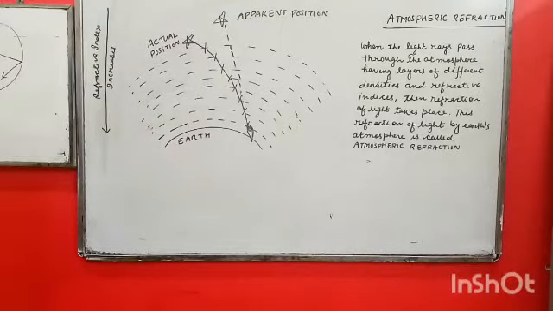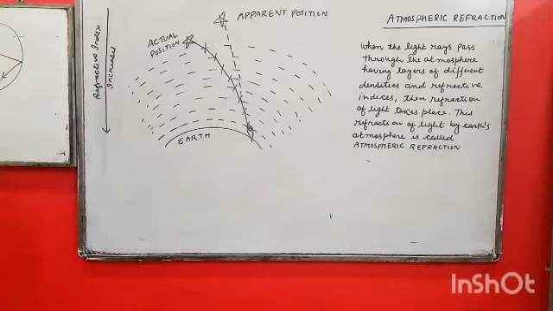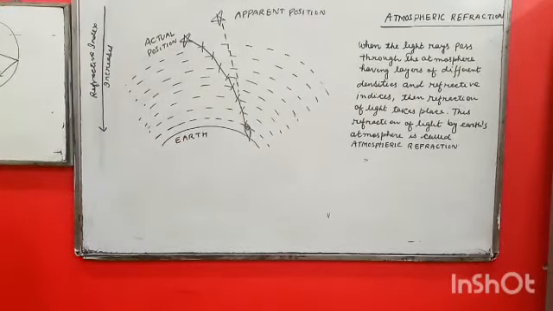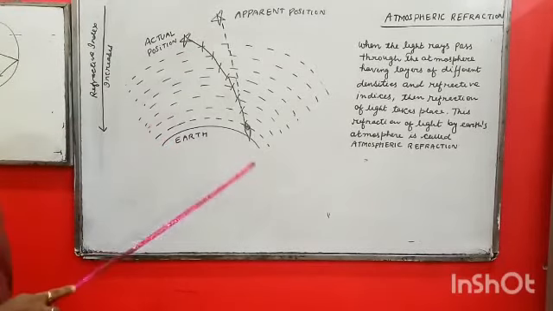Now our next topic is atmospheric refraction. Now listen. As you go higher and higher from the surface of the earth, the density of the layers of atmosphere decreases. That means we are moving from a denser medium to a rarer medium. Now, rays of light coming from the sun or star are moving from a rarer medium to a denser medium.